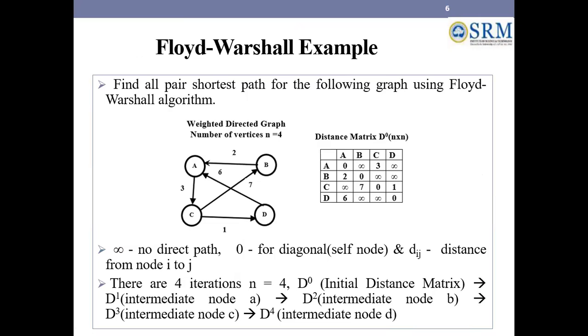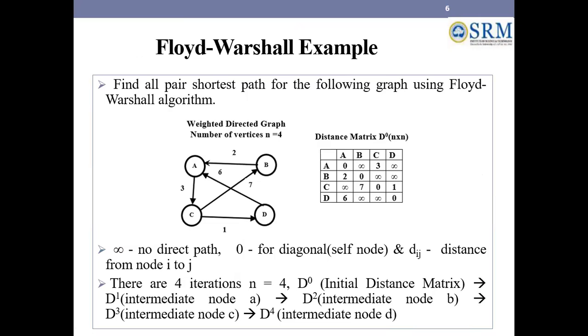For B, the only outgoing edge, B to A, is 2. B to B is 0, and there is no outgoing edge to C and D, so assign infinity in the initial matrix. For C, there are only two outgoing edges, to B and D. There is no outgoing edge to A, so C to A is infinity. C to B is 7. C to C is 0. And C to D is 1.